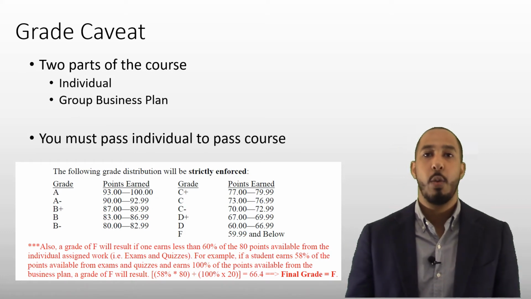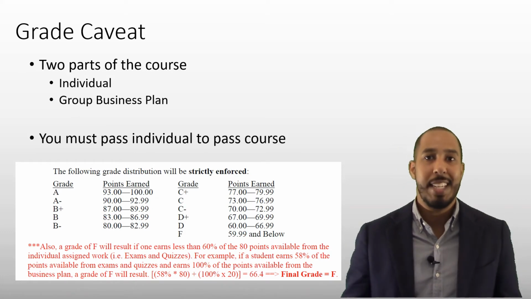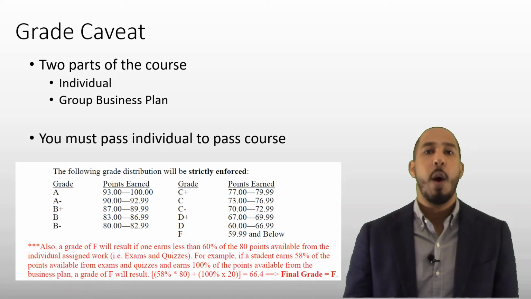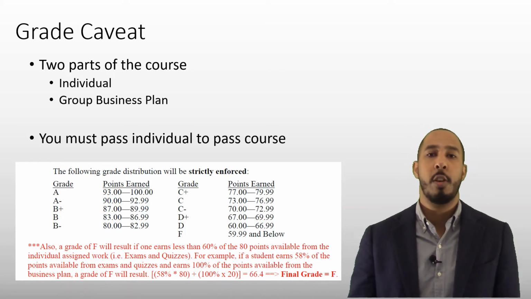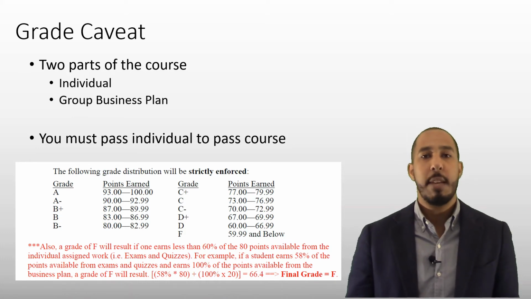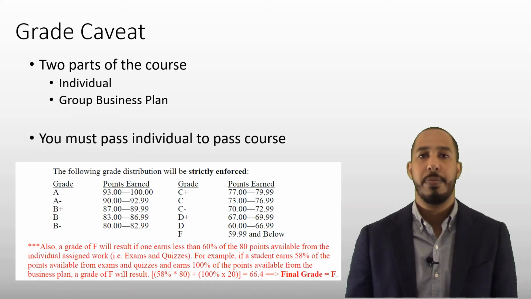Your calculated grade will be a 66.4, a D. However, the grade you will actually receive is an F because you did not earn a passing grade on the individual portion of the class. So make sure you keep that in mind as the semester goes on.